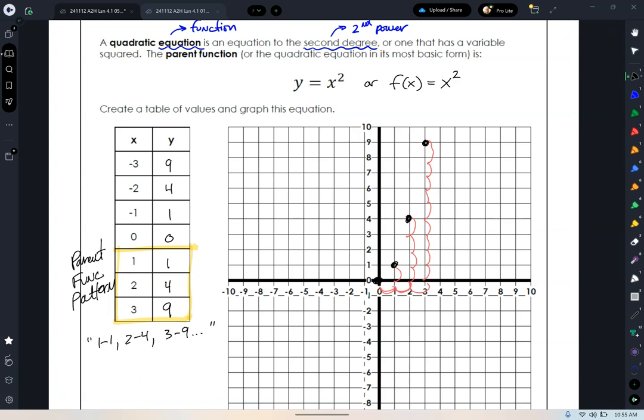And then the same thing happens on the other side, obviously, because we're squaring these negative numbers. So we go 1 to the left and 1 up. We go 2 to the left and 4 up. We go 3 to the left and we go 9 up. And that gives us this smooth curved shape that we talked about that comes down here and then turns at that point and then continues on upward and outward. Okay?